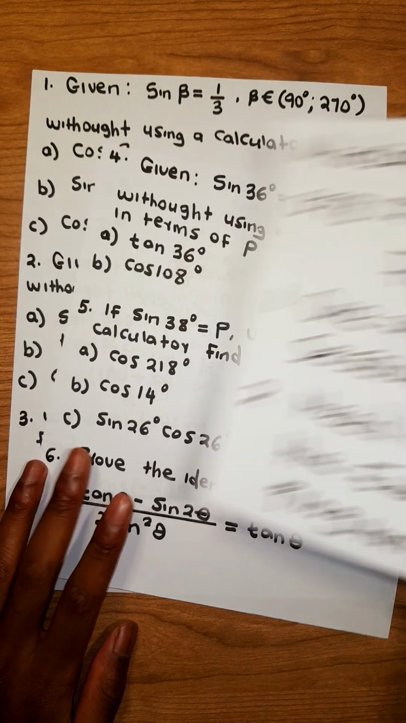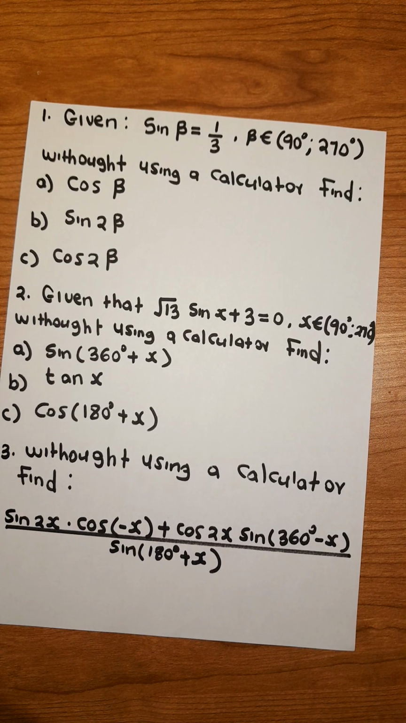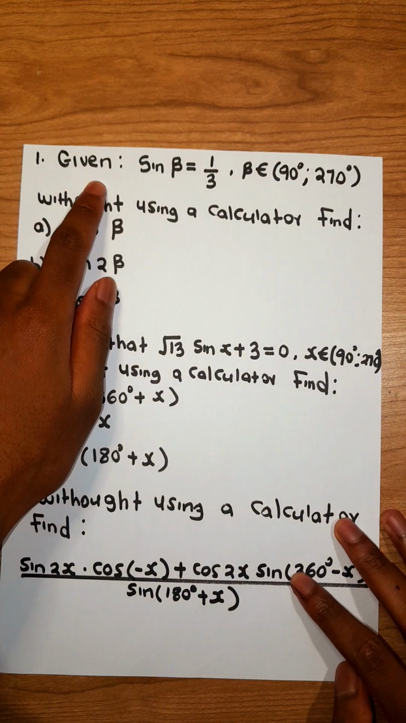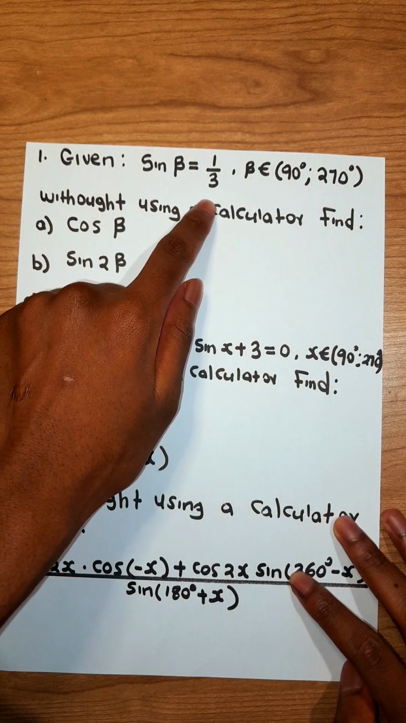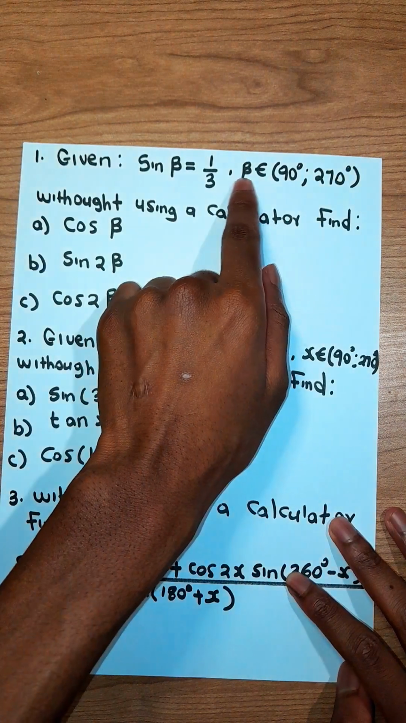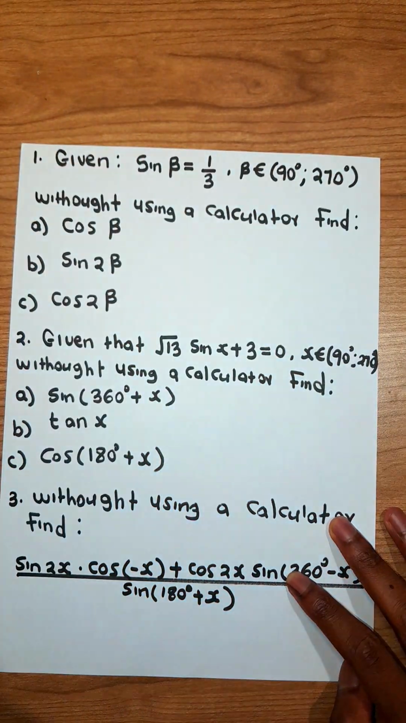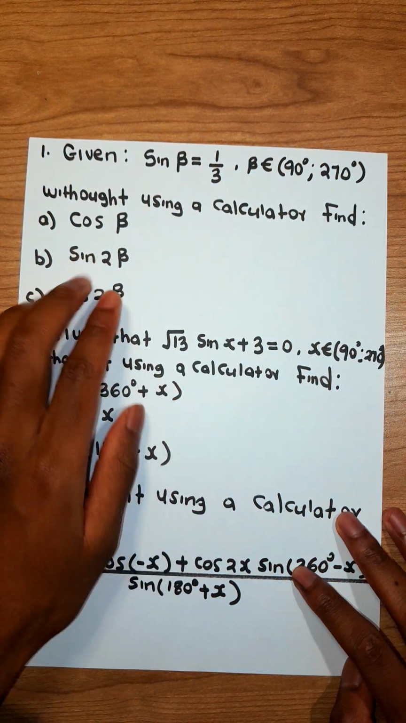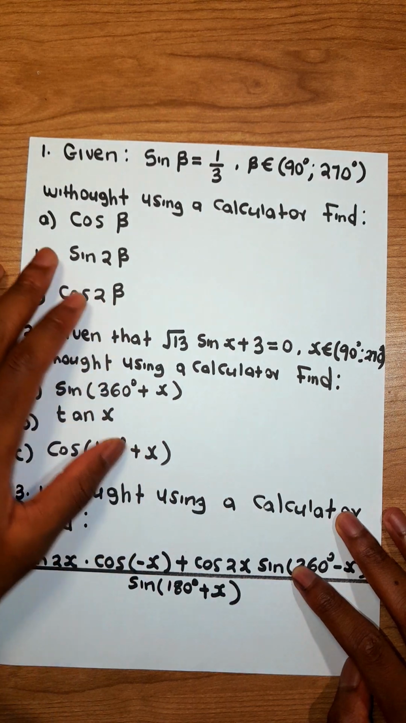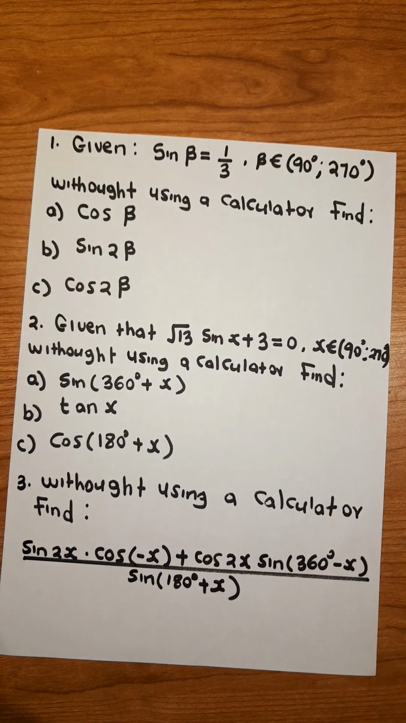Well, let's actually get down to these questions. I want us to do them. They say we are given the sine of beta that equals 1/3, and the value of beta ranges from 90 degrees until 270 degrees. Now they say without using a calculator, we need to find the cos of beta, sine of 2 beta, and the cos of 2 beta.